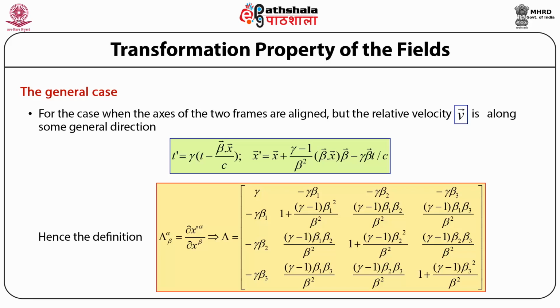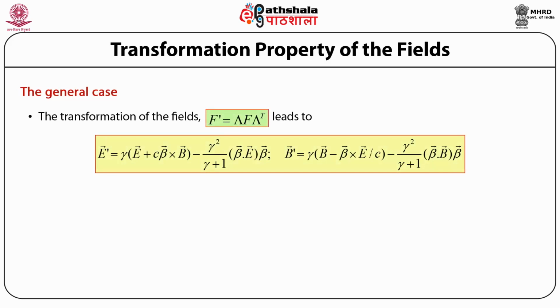And the fourth row elements are given by minus gamma times beta subscript 3, within brackets gamma minus 1 times beta subscript 1 times beta subscript 3 by beta square, within brackets gamma minus 1 times beta subscript 2 times beta subscript 3 by beta square, 1 plus within brackets gamma minus 1 times beta subscript 3 whole square by beta square. And the transformation of the fields is then given by the relation.